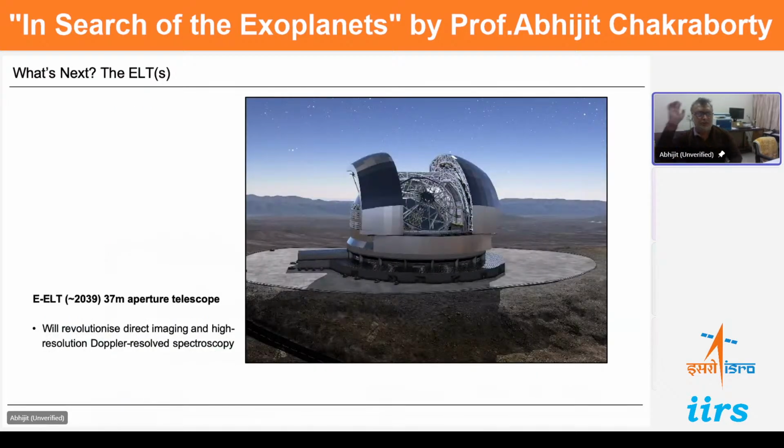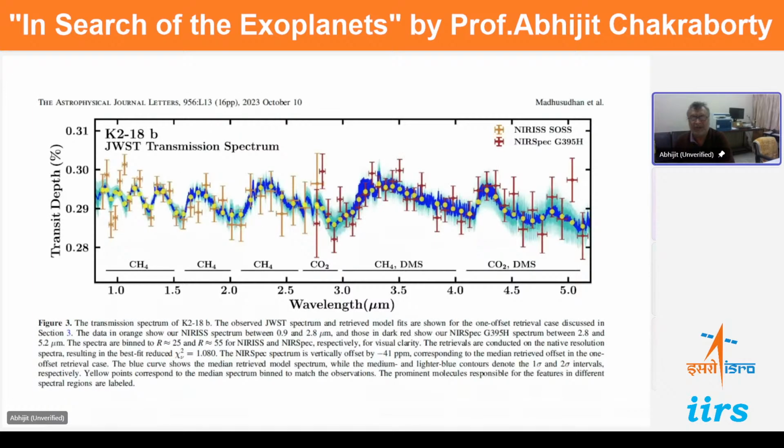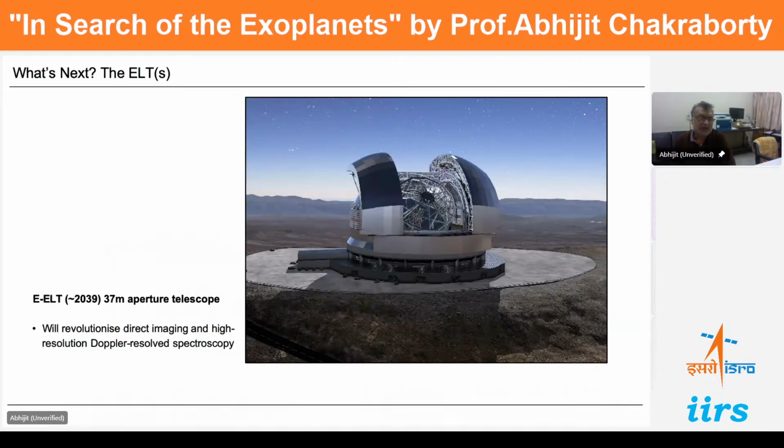In 2039 perhaps we will have a 37-meter aperture telescope coming up. If such a big 37-meter aperture telescope comes and they look at the elemental compositions of atmospheres of exoplanets, definitely much better results than these will come, and Doppler resolved spectroscopy will also be possible. But that doesn't mean the role of small telescopes is gone.